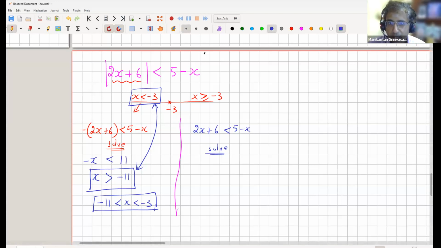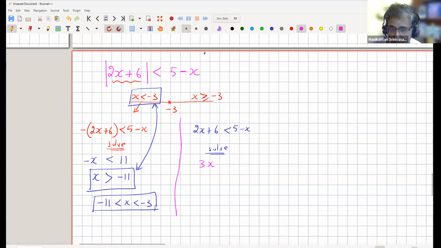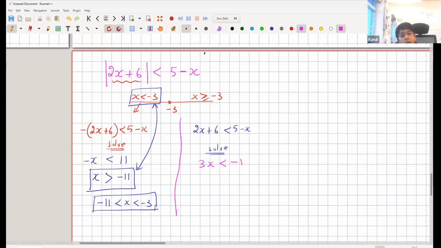Same thing. So 2x plus 6 is less than 5 minus x. So minus x I'll bring to the left-hand side. So 3x less than minus 1. I divide both sides by 3. So, when, like in the minus 3 part, why did you put a negative before 2x plus 6?